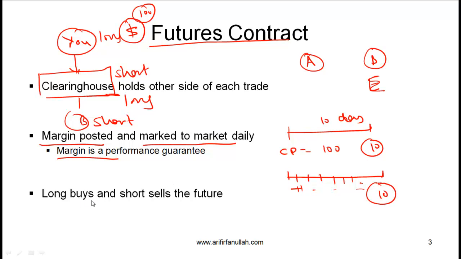As with forward contracts, the terminology of long and short is the same. If you are taking a long position, that means you are getting into a contract to buy the underlying asset. If you are getting into a short position, you are getting into a contract to sell the underlying asset. And if the underlying goes up, the long benefits. If the underlying goes down, then the short benefits.